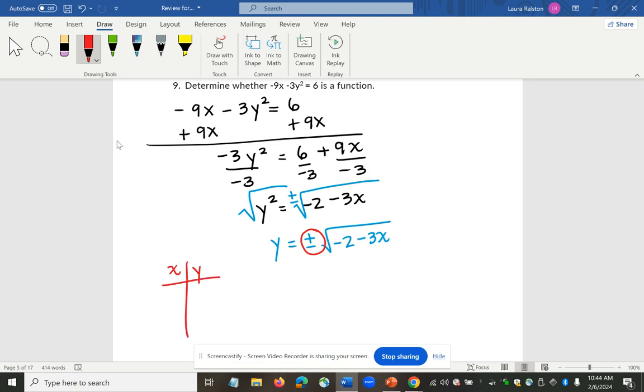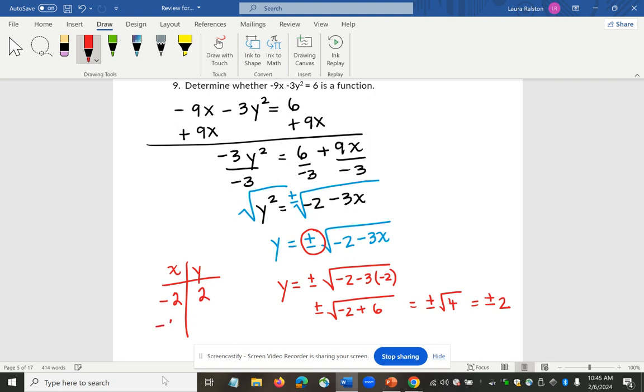Okay, so let's say that I'm going to use negative 2. I just picked a number. So if I substitute negative 2 in here, I have y equals plus or minus the square root of negative 2 minus 3 times negative 2, which gives me plus or minus the square root of negative 2 plus 6. So I have plus or minus the square root of 4. The square root of 4 is 2. And so I get a value of either positive 2 or negative 2. So I have the same x value giving me two y values.